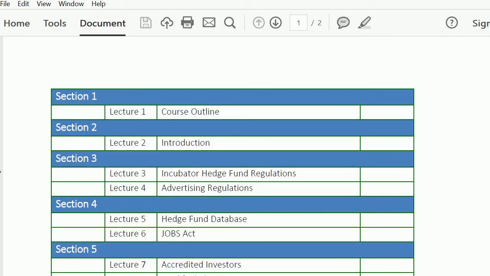Now let's take a look at the structure of this course. The goal is to teach you how to set up an incubator hedge fund. Keep in mind that this is not a trading strategy course. And again, this is about how to set up the structure of an incubator hedge fund.